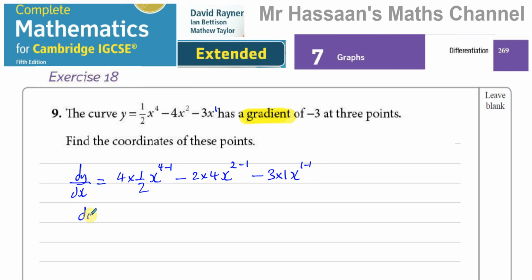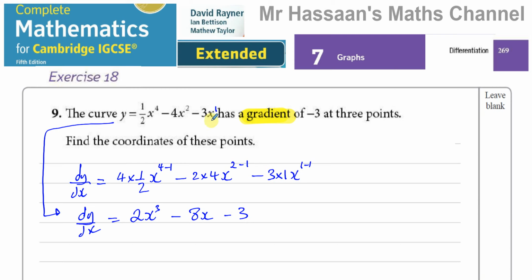So this line that I just wrote down, it's not necessary for you to write this down. We can go straight from the question to this line here. And basically 4 times a half is 2, and take 1 from the power, you get x to the power of 3. 2 times minus 4 is negative 8. Take 1 from the power, you get the power of 1, which you don't have to write. And then 3 times 1 is 3. Okay, so you end up with minus 3. And x to the power of 0 is 1.